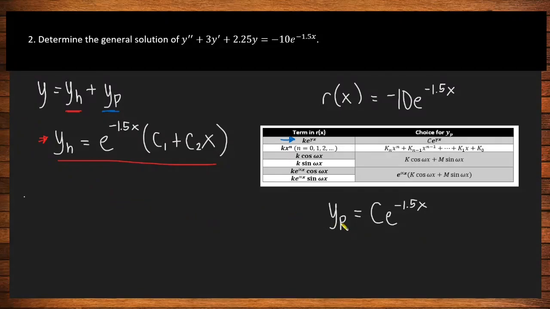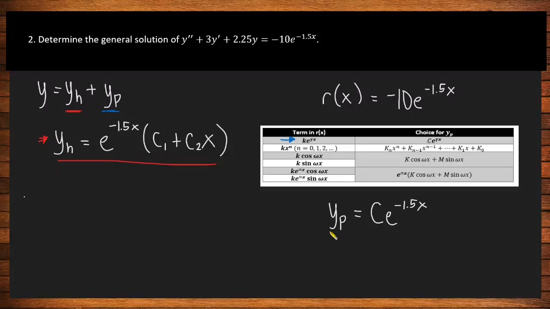We need to apply the second rule. Okay? So yung modification rule. So yung gagawin natin is we will modify our y sub p. So the modification rule states that if a term in our choice for y sub p happens to be a solution for the homogeneous ODE, then we will need to multiply this term by x or by x squared if the solution corresponds to a double root of the auxiliary equation of the homogeneous ODE.